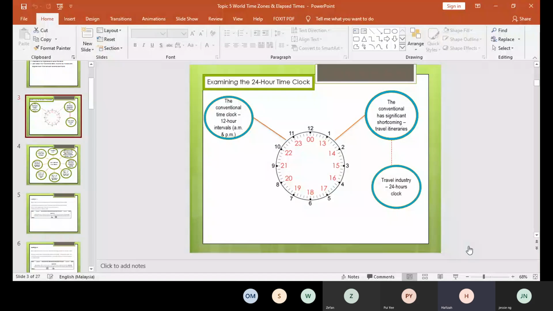Okay, can you see the shared screen? Can. Yes. Okay, so see on here.